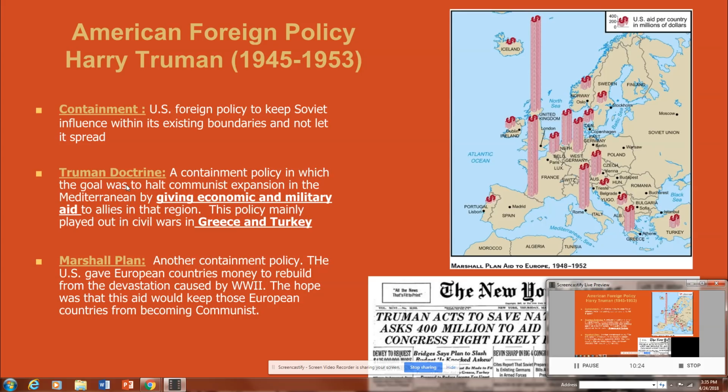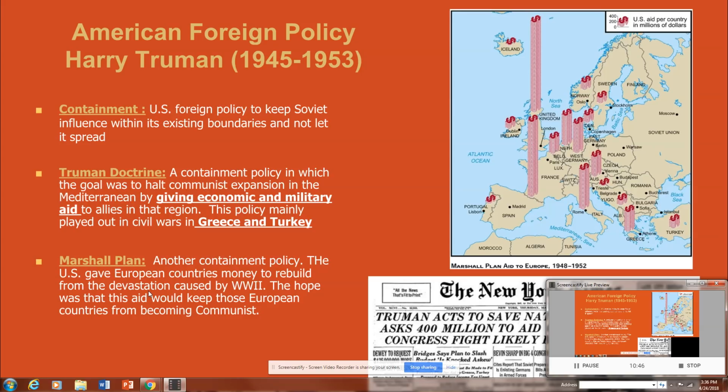And this doctrine will carry throughout the Cold War. And I would maybe even say today, this is still a policy that we give weapons and money to countries that we support. Even though we're not in the Cold War anymore, we still have the same type of interests that we did during the Cold War. So the Truman Doctrine basically is still in play.